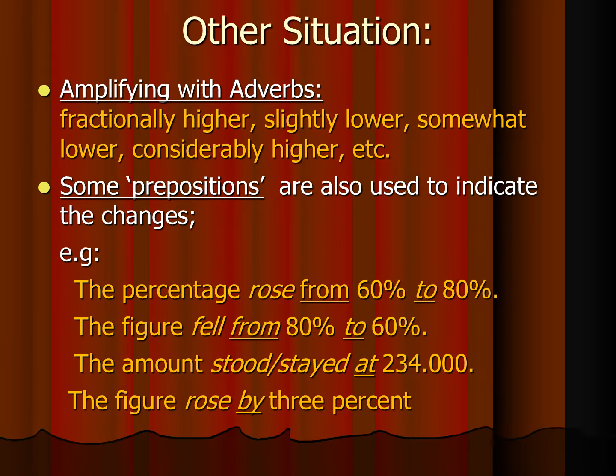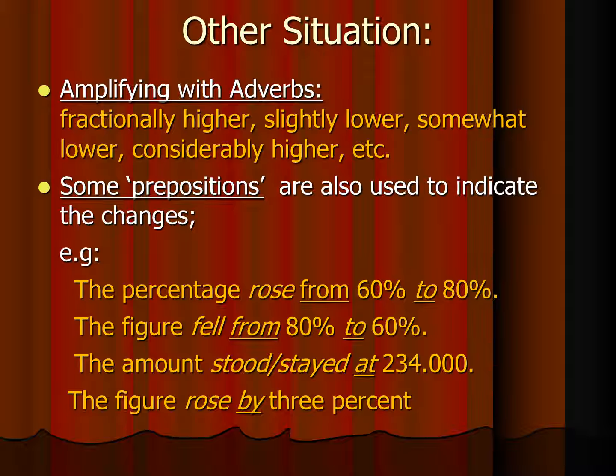Okay, the next one, other situations. Other situation ini adalah vocabulary yang bisa kita gunakan juga ya, seperti beberapa adverbs atau keterangan. Fractionally higher, slightly lower, somewhat lower, considerably higher, and etc. Jadi kata-kata ini juga kita bisa gunakan seperti mungkin menurun tajam atau naik secara tajam, itu juga bisa ya. Some prepositions we are also used to indicate the changes. We have also some examples.